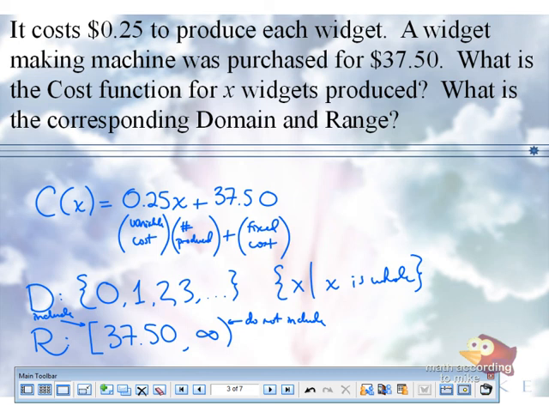Very good. Now, if this problem did not have words to it, as far as the x had no meaning and the function had no meaning, then your domain and range would be much different. Much different? Sure, we'll go with that.